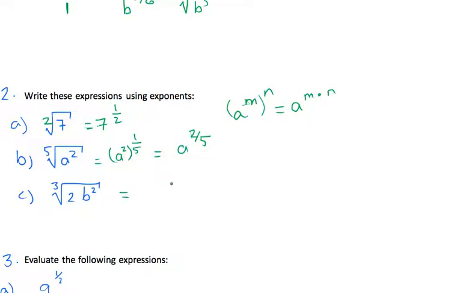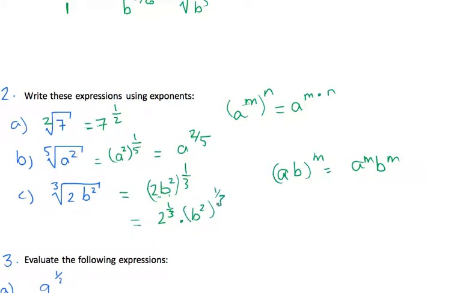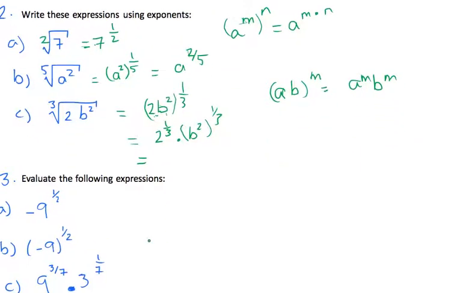Same thing for the third one. 2b squared to the power of 1/3. So the power of 1/3 applies to both components of this one term. So this is the one term. So this is the equivalent to applying this rule: ab to the power of m is equal to a to the m times b to the m. So the exponent applies to both components of this one term. So this is equal to 2 to the power 1/3 times b squared to the power of 1/3. We're not done yet. This becomes 2 to the power 1/3 times b, and we're going to multiply these two exponents together, to the power of 2/3.